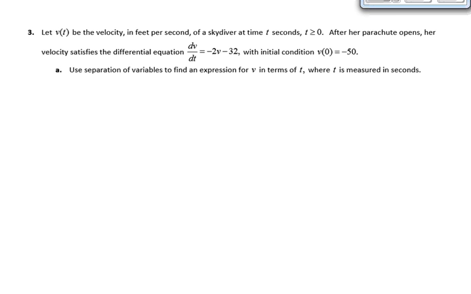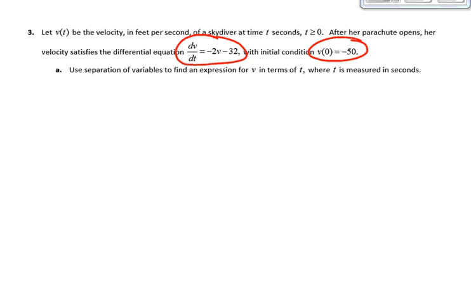Okay, so now we have a skydiver, and we have her velocity in feet per second, and after her parachute opens, her velocity satisfies the differential equation. So what that means is this is her rate of change of her velocity. And remember, this is after her parachute opens, with the initial condition that her velocity at the time that the parachute opens was negative 50 feet per second.